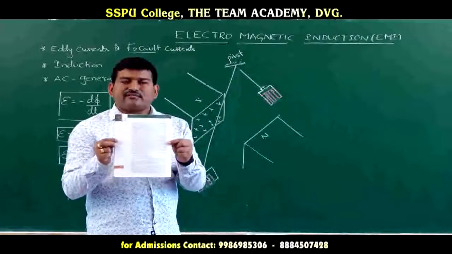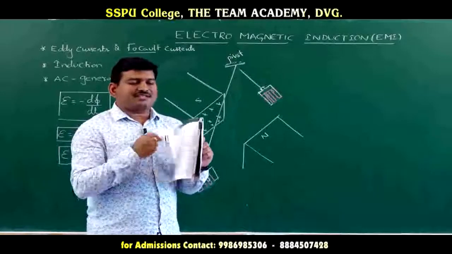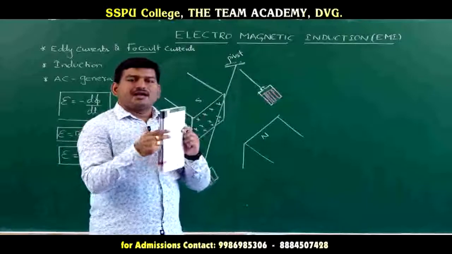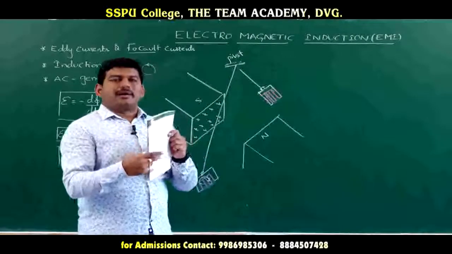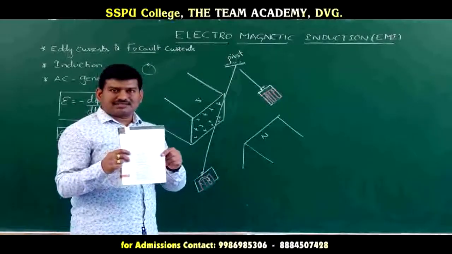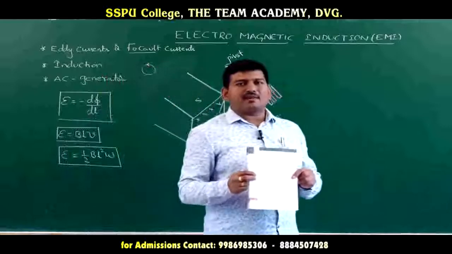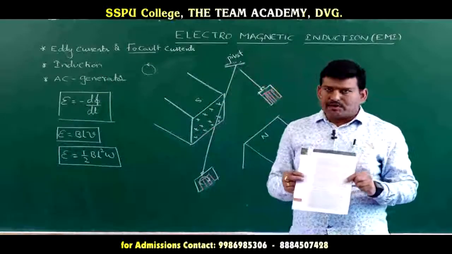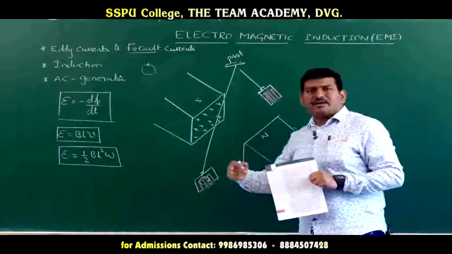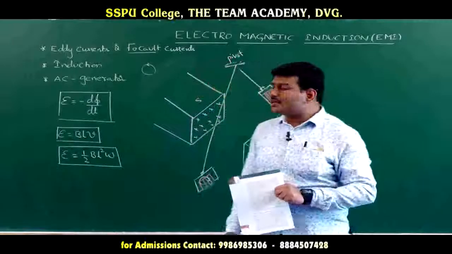Is it clear? So, if it is treated as a metal, then this metal can be made up of a number of sheets like this, and these sheets will be laminated with the help of a material called insulating material that we are using for that purpose. Is it clear or not? So, that is how we can laminate. By laminating, the eddy currents will be reduced. When eddy currents reduce, the heat loss will be reduced. When the heat loss reduces, the efficiency of the transformer can be increased.